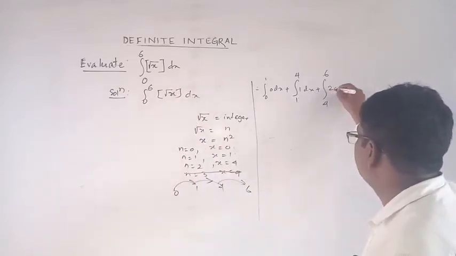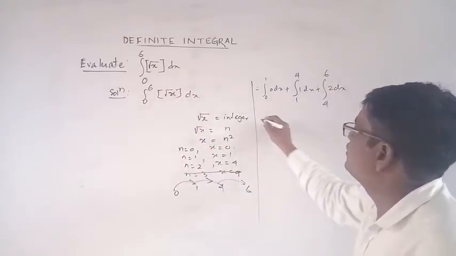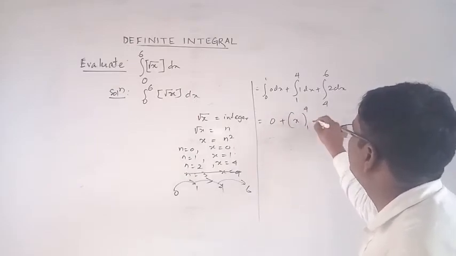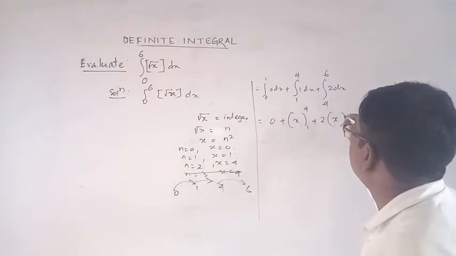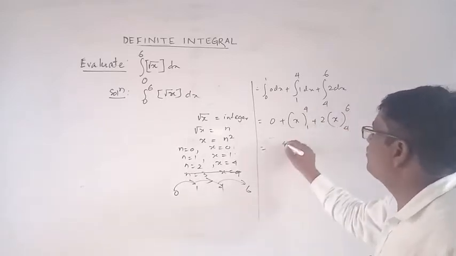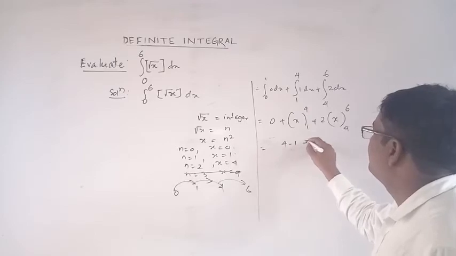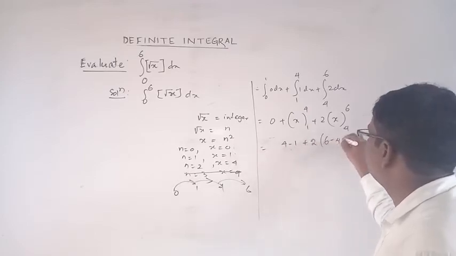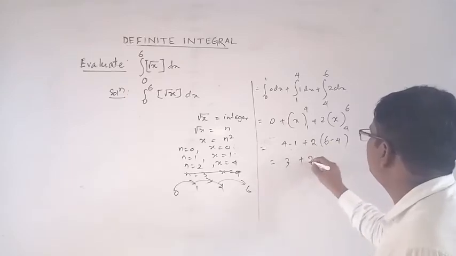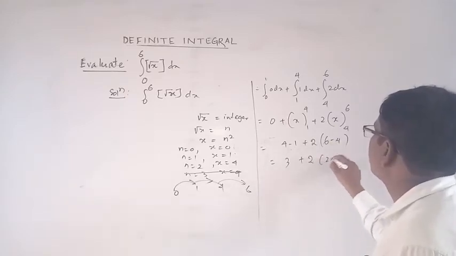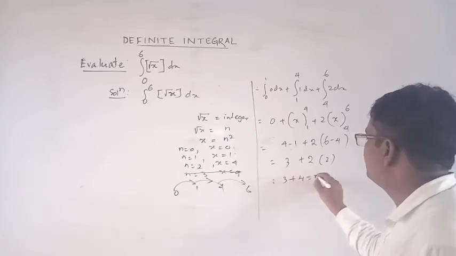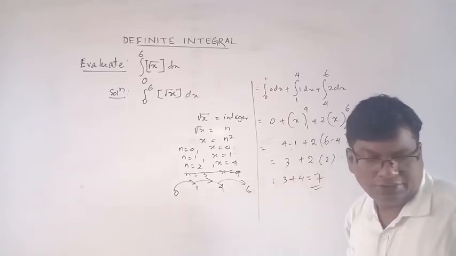So this is 0, and this is x limit from 1 to 4, 2 into x limit from 4 to 6. So this is equal to 4 minus 1 plus 2 into 6 minus 4. This is 3 and this is 2 into 2, so that is 3 plus 4, 7 is the answer. Okay.